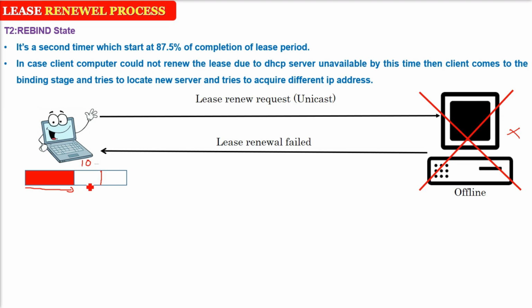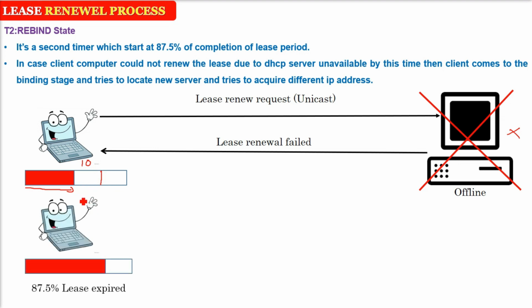That is why this T2 has come. It is a second timer which starts at 87.5% of the completion of the lease period. You can take 8 days, for example. So from 50% completion up to 87.5% completion, this system is going to try again and again for the original server.